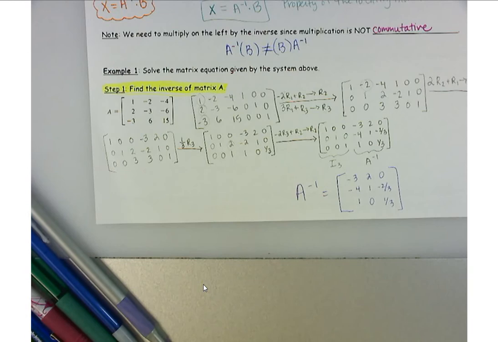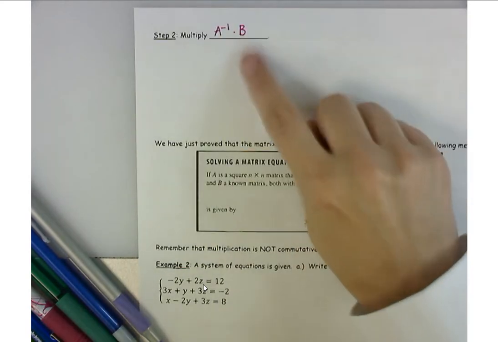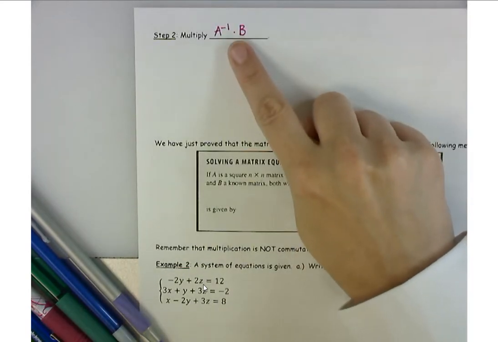Okay, how'd that go? Not too bad? Alright, so then we're going to go to step 2. So for step 2, now what we're going to do is multiply A inverse by B.